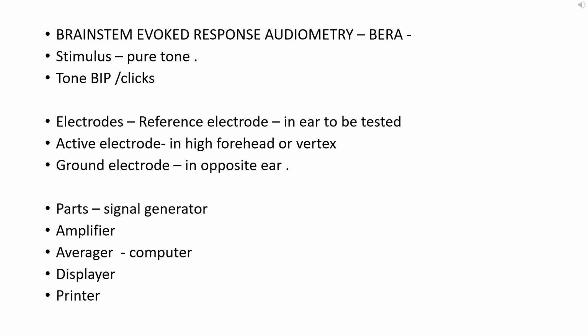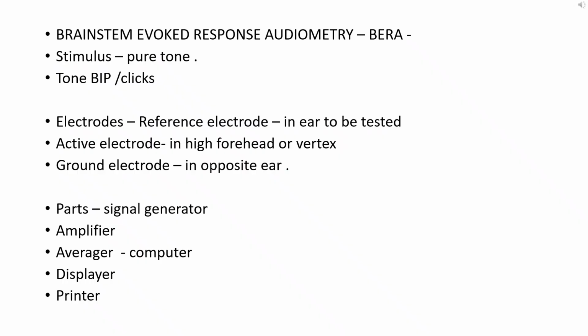There are basically three kinds of electrode. Number one is reference electrode, second is active electrode, and third is ground electrode. So what is a reference electrode? It is placed in the ear to be tested. Active electrode is placed at the vertex, and the ground electrode is placed in the opposite ear.